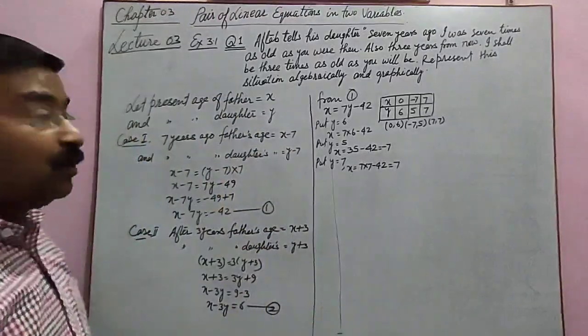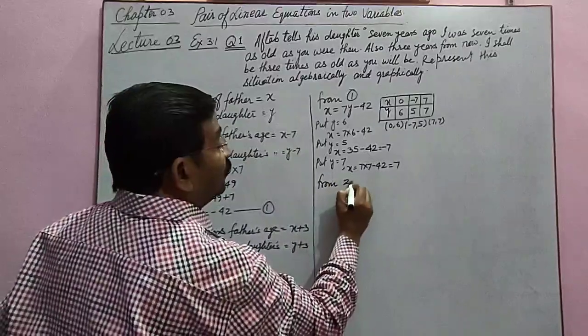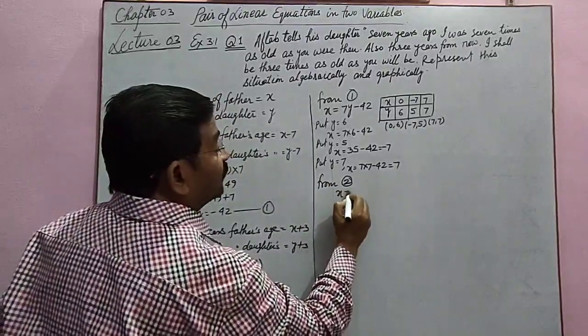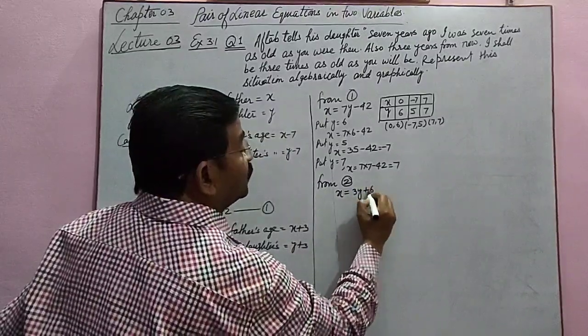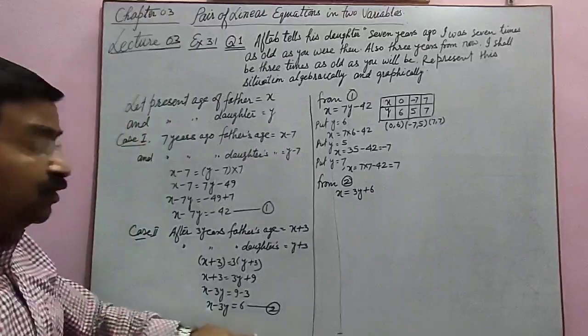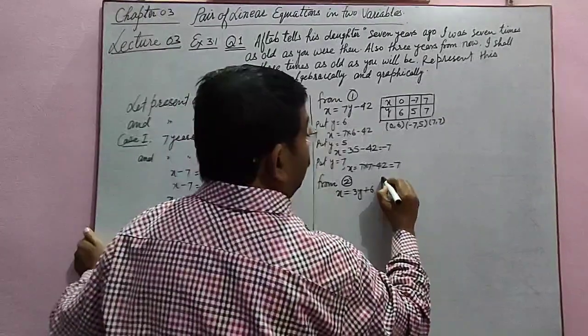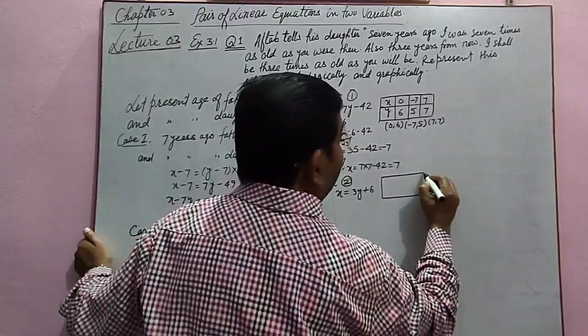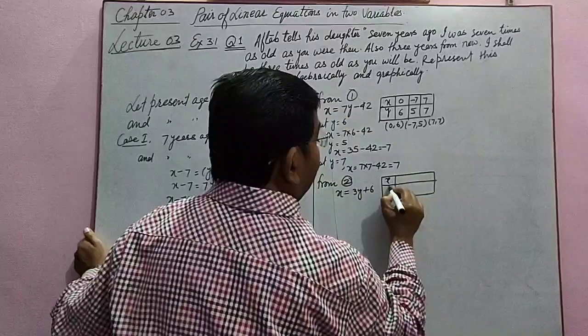Similarly, from equation number 2, get the value of x. x is equal to 3y plus 6. 3y goes to the right and becomes positive. And again form a table for at least 3 values, x and y.